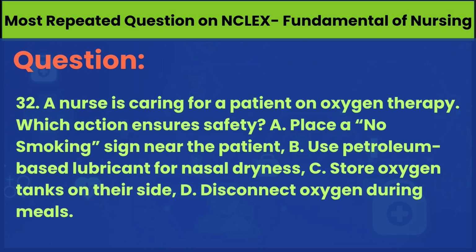32. A nurse is caring for a patient on oxygen therapy. Which action ensures safety? A. Place a no-smoking sign near the patient. B. Use petroleum-based lubricant for nasal dryness. C. Store oxygen tanks on their side. D. Disconnect oxygen during meals.